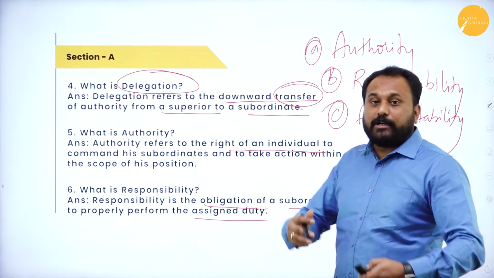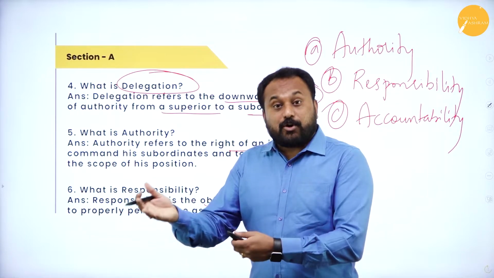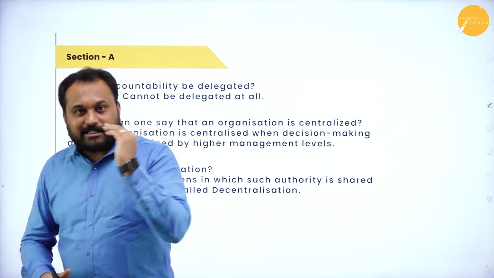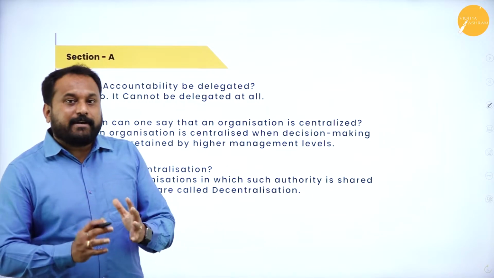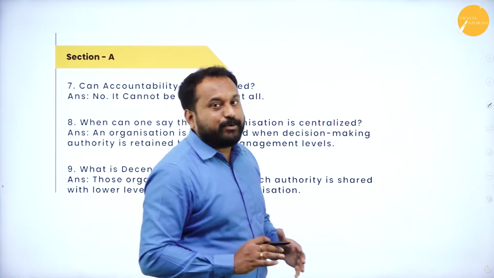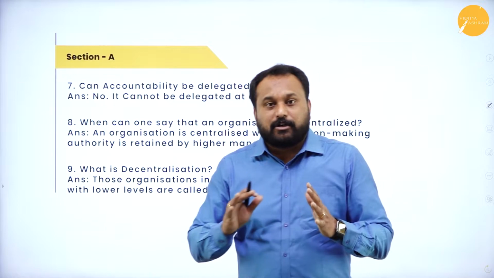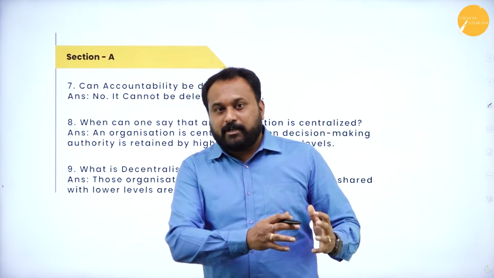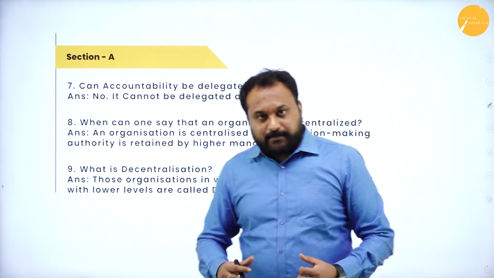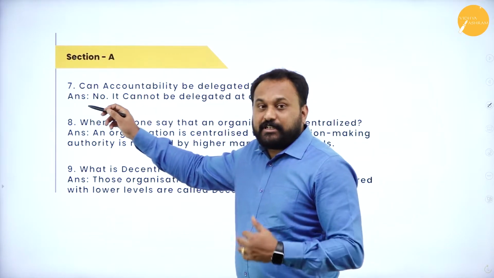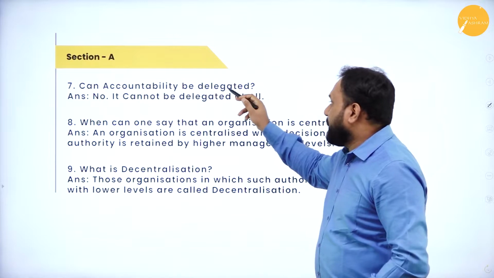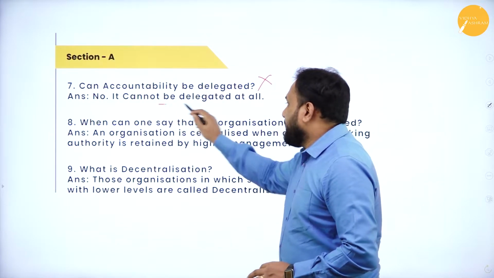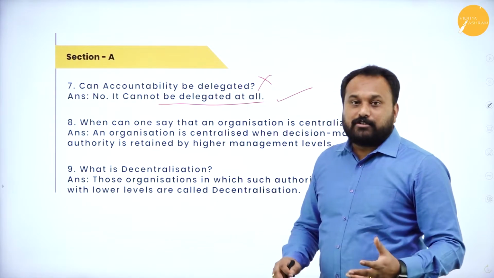The next one, you will definitely get a question called, what is accountability? Let's understand. Apart from authority and responsibility, accountability is the only element of delegation which can never be transferred at all. If I'm accountable for something, it is only me who is accountable. Nobody else can take that. So that is what the question is. Can accountability be delegated? No. Accountability cannot be delegated at all. So this is what it is.